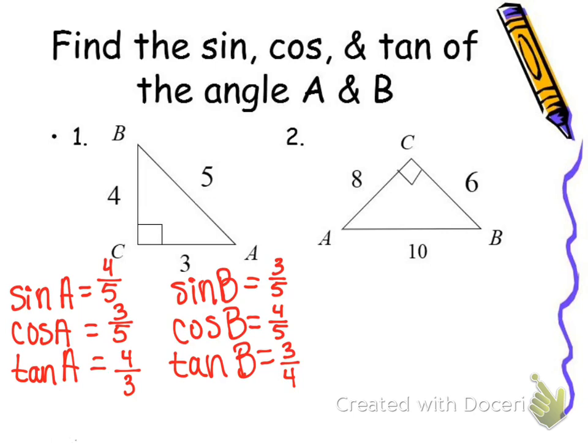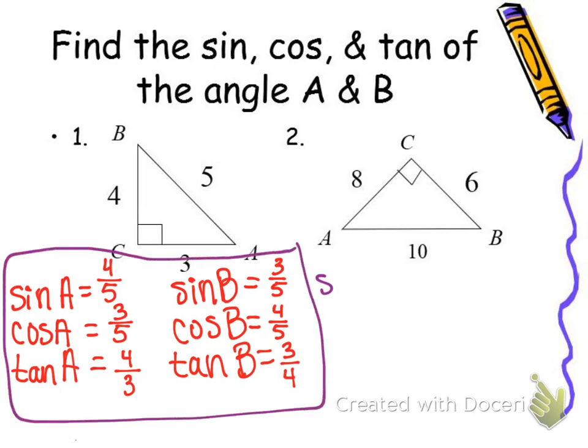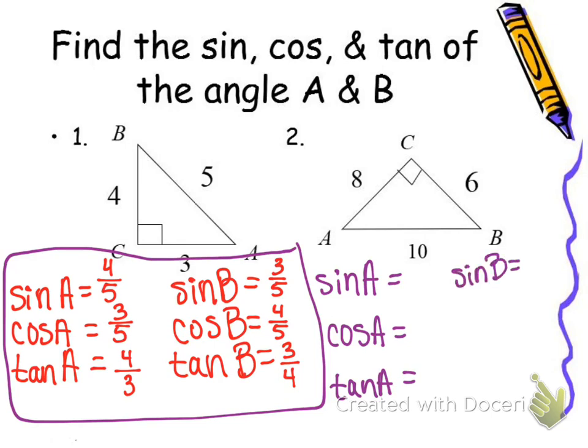Yes, we have to write all that again for number 2. Right, so if all they ask for is sine, cosine, tangent, that's what we found. That's it. So we're going to find the sine of angle A, cosine of angle A, tangent of angle A. We will also be finding the sine of angle B, cosine of angle B, and tangent of angle B.